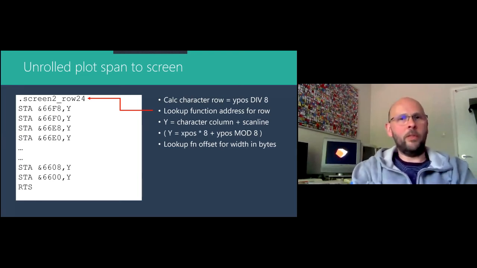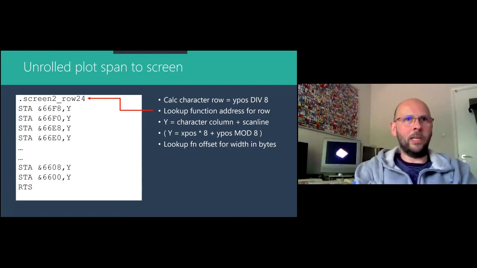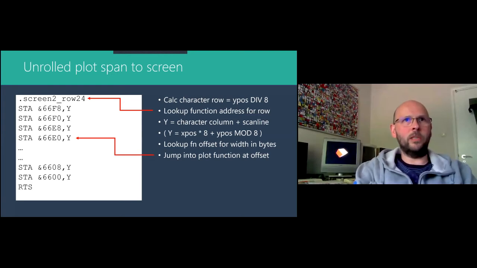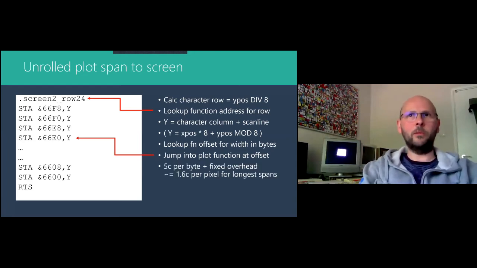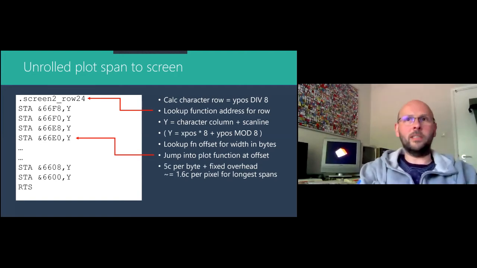If we want to plot 32 bytes in a row, then we start at the top of the function. And if we want to plot just 1 byte, then we start at the very bottom of the function. Then we just jump into the routine at that point. You can see it actually runs backwards, so you end up with the correct number of bytes at the starting point that you need, offset by Y. This is 5 cycles per byte that we're plotting. There is some fixed overhead, but this comes out at about 1.6 cycles per byte for the very longest spans, which is pretty good, I think, for what we're trying to achieve.